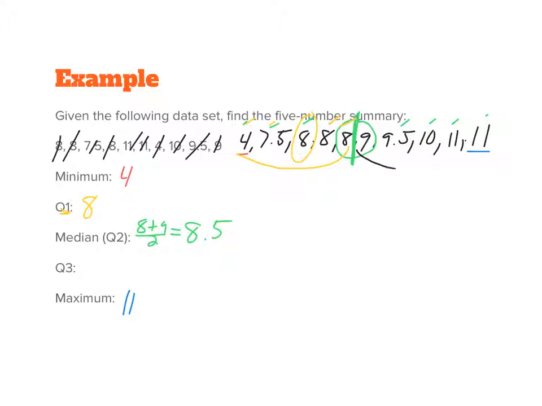For my quartile 3, I take everything to the right of my quartile 2 value. And again, I check off 1 from each side until I get to the middle value of 10. So I've got a minimum of 4, a Q1 of 8, a Q2 of 8.5, a Q3 of 10, and a maximum of 11.